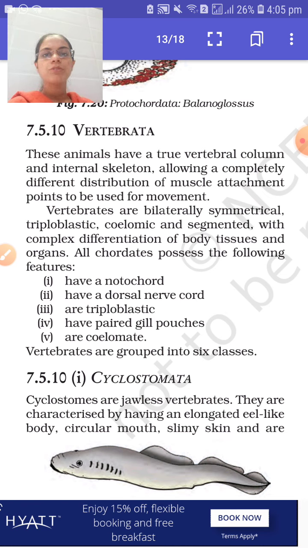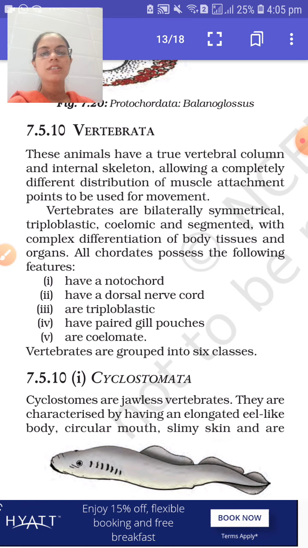The organisms which are vertebrates are bilateral, so bilateral symmetry means the right and left half are the same. They are triploblastic. There are 3 germinal layers as I told you earlier. Then they are coelomic. They have the body cavity in which organs are arranged. They are segmented as well. They have segments in their body with a complex differentiation of body tissues.